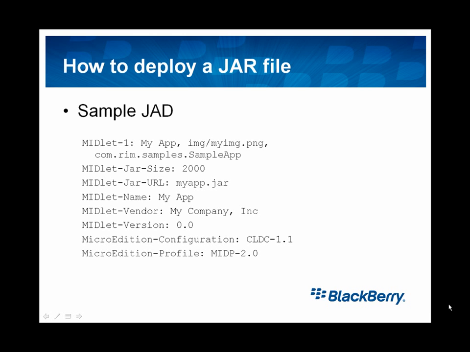The MIDlet-Name, MIDlet-Vendor, and MIDlet-Version tags are all as expected and define the name of the application, the company vending the application, and the version number of the application. The last two tags are where the JAD file can define the minimum device requirements for running the application. The MicroEdition-Configuration tag allows the app to specify the minimum required version of CLDC, and the MicroEdition-Profile tag allows the app to specify the required version of MIDP. So far, there's nothing new here, and this is all more or less standard Java ME.